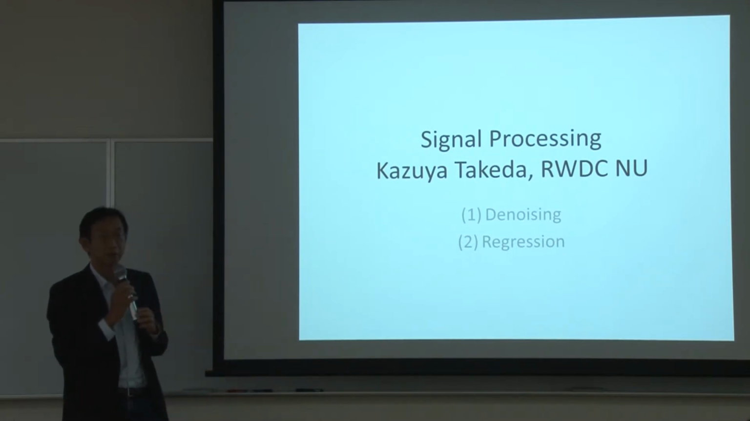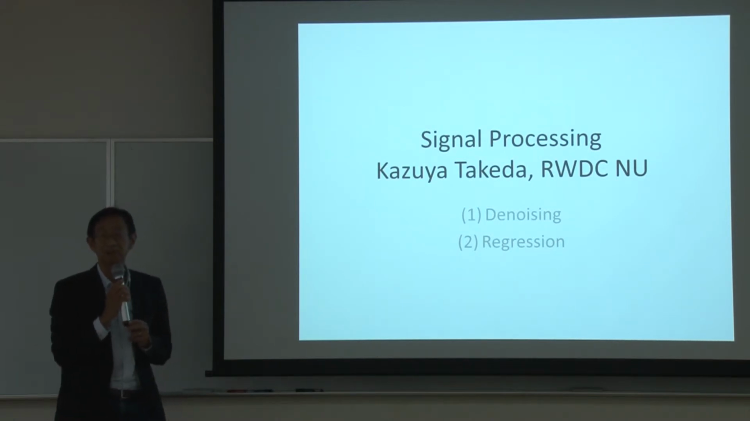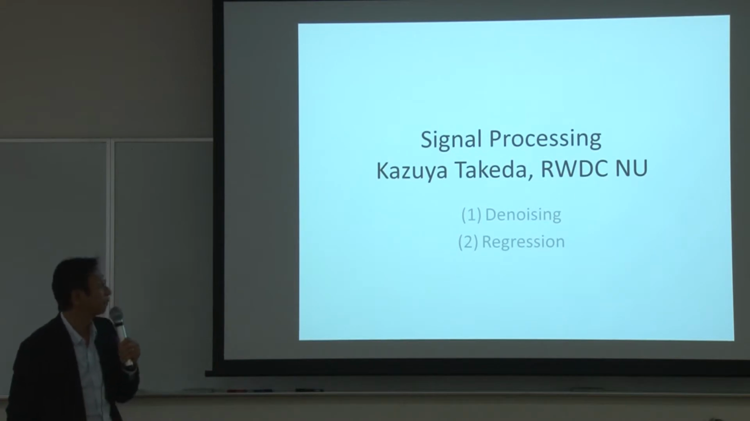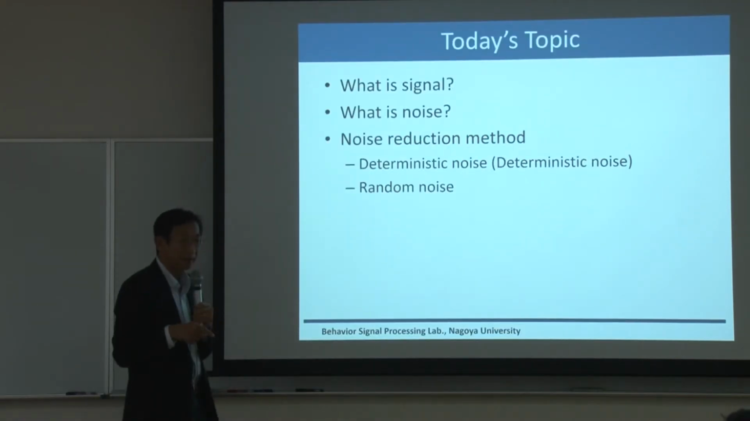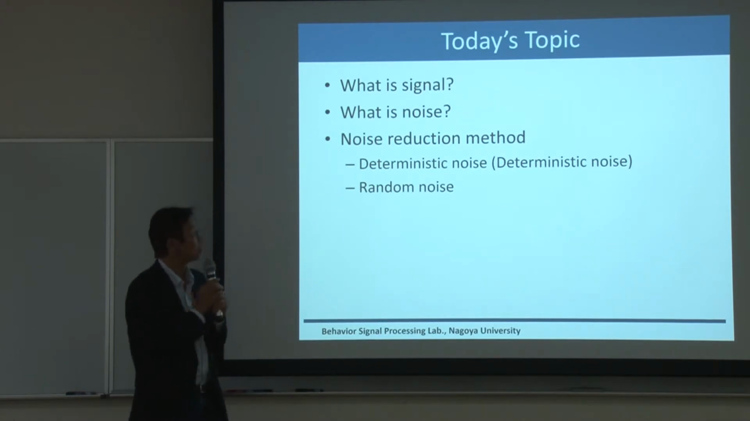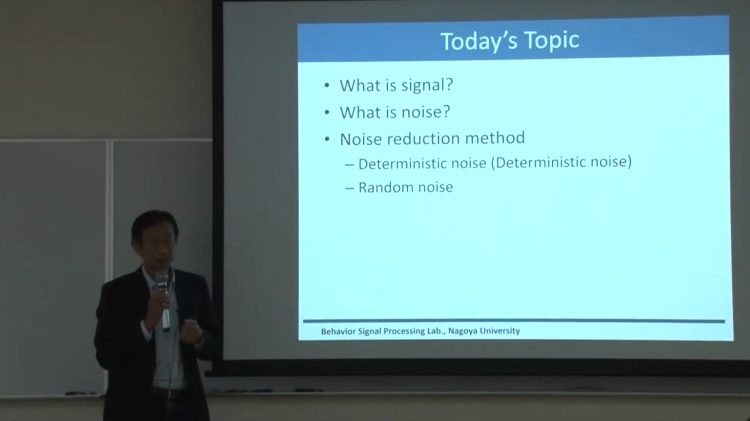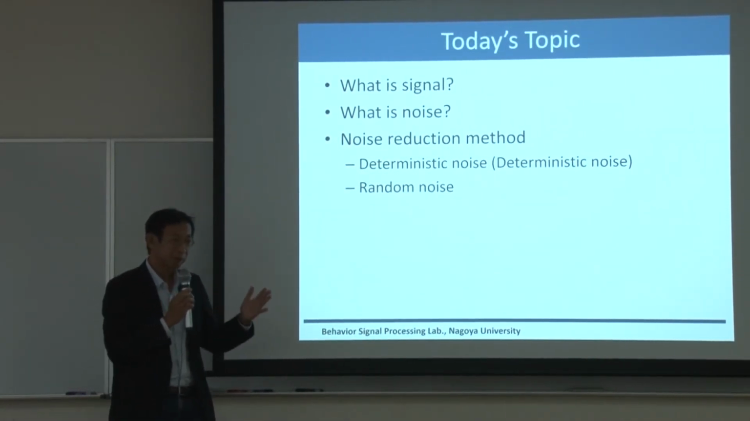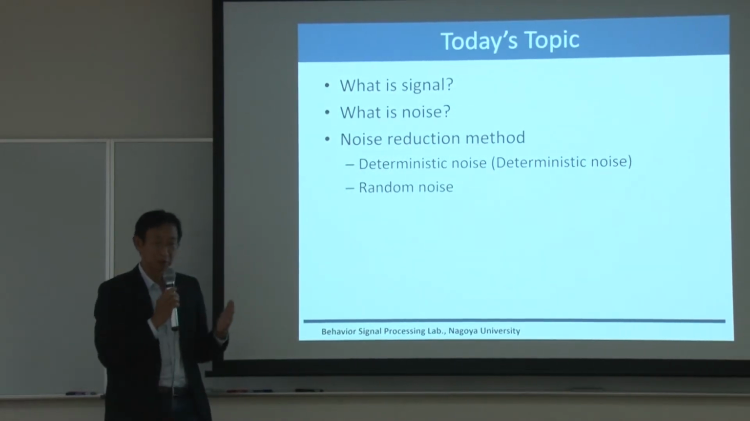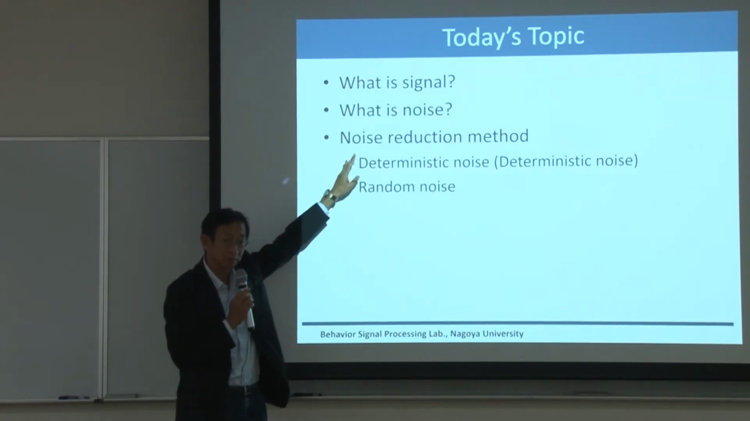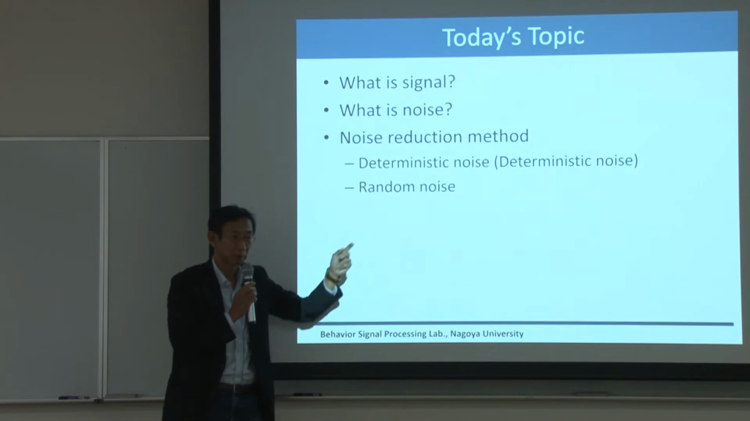And I'm going to talk about two different classes of noise. The first noise is deterministic noise, and the second noise is stochastic noise. Okay, but before talking about that, let me briefly define what we're going to do through this lecture. First of all, we need to know what is signal. What is the difference between data and signal, and what is noise as well? And we're going to think about the denoising method for these two types of noise.